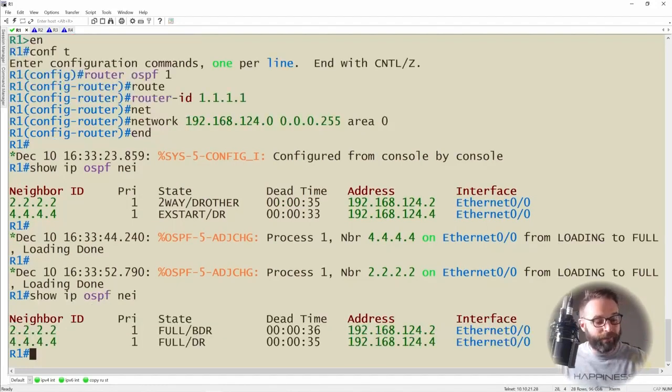So if I do show ip ospf neighbor from router 1, I see that R4 did in fact become the designated router because it had the highest router ID, and router 2 did become the backup designated router.